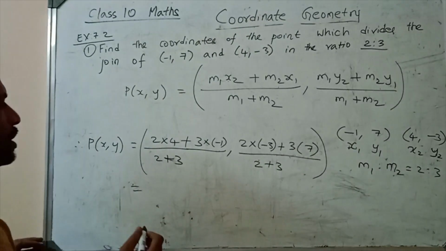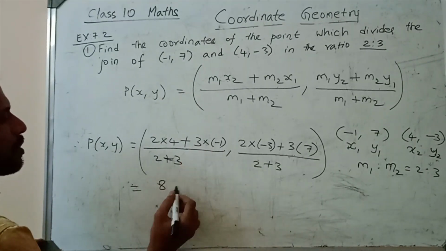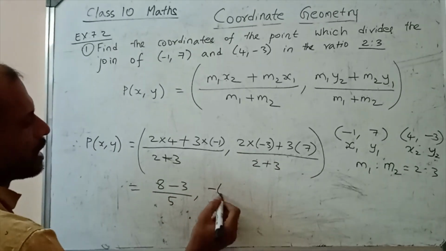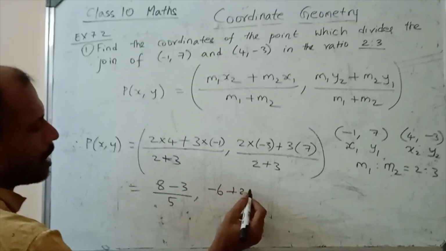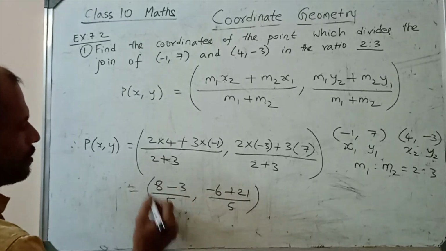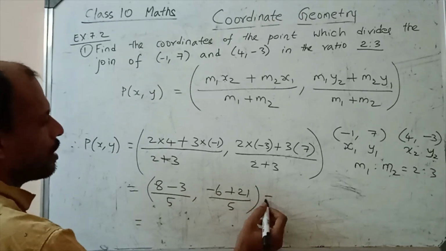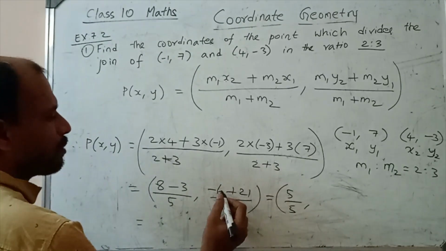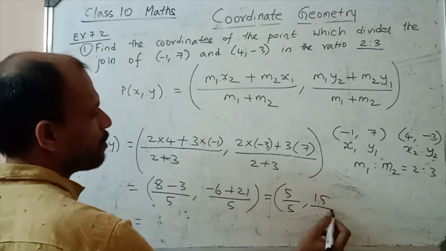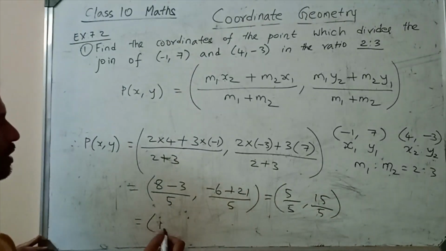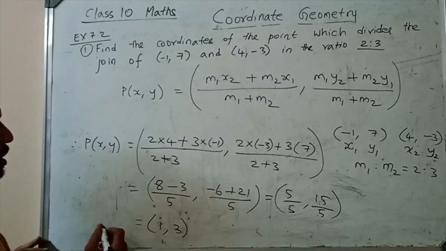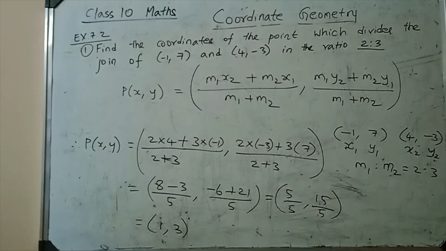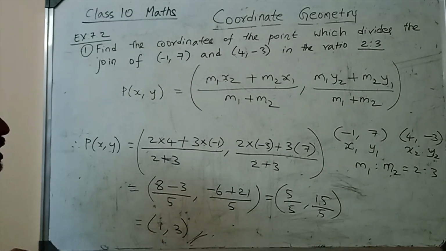Now simplify this: 2 into 4 is 8, 3 into minus 1 is minus 3, divided by 2 plus 3, which is 5. Comma, here 2 into minus 3 is minus 6, 3 into 7 is 21, divided by 5. This is equal to 8 minus 3 is 5, so 5 divided by 5, comma, here minus 6 plus 21 will be 15, 15 by 5. So finally it is equal to (1, 3). This is the point of division of the given two points. So this is the answer, (1, 3).